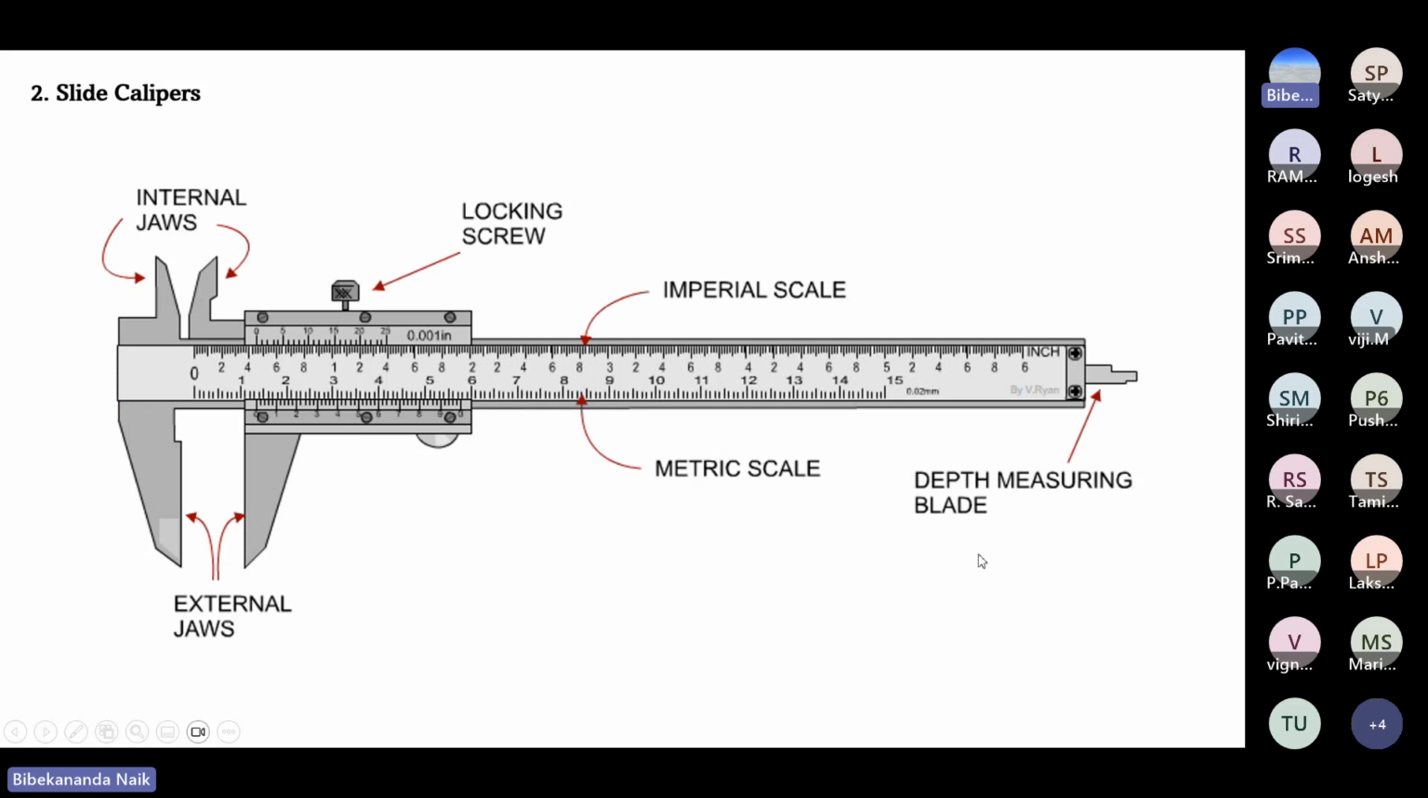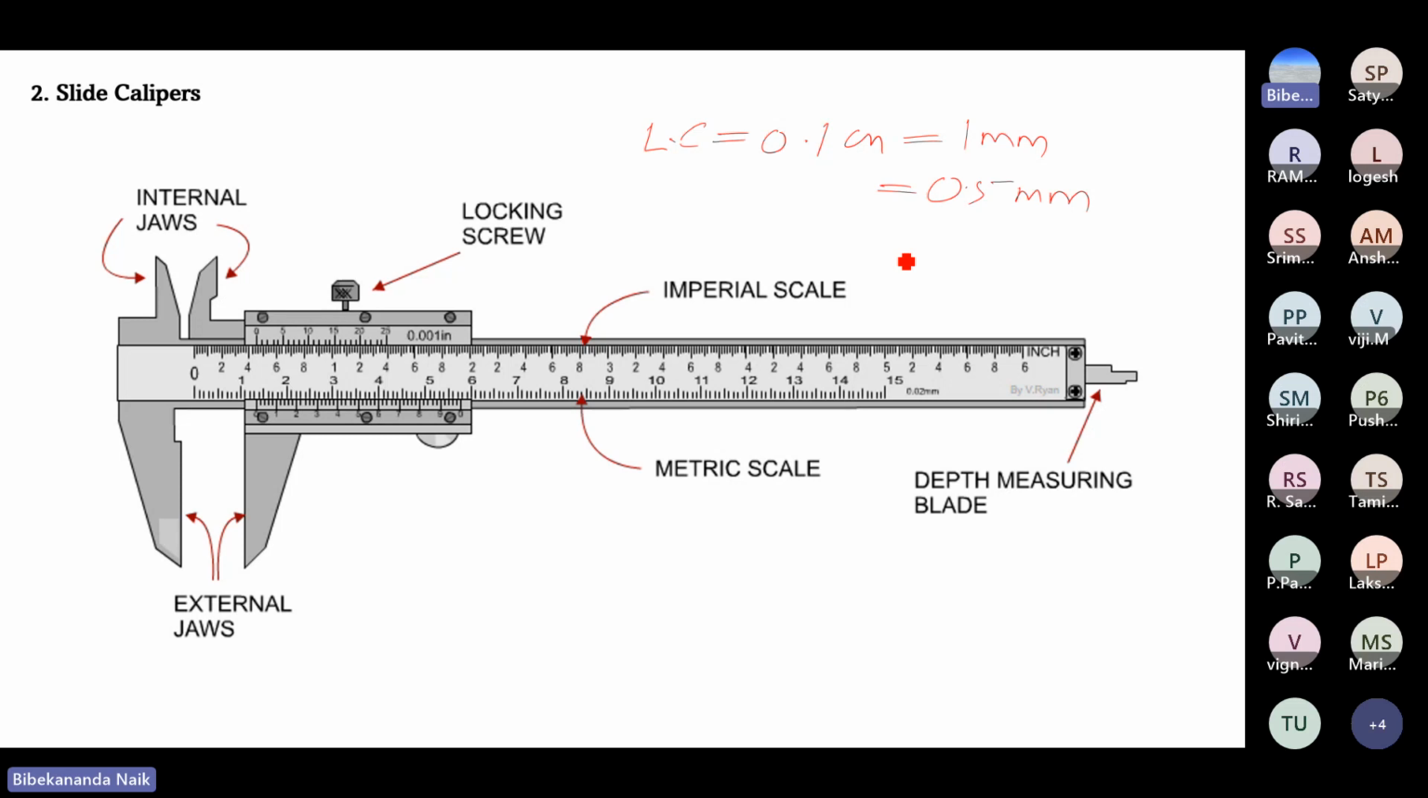So now let's discuss another measuring device, that is slide calipers. As you can see on the screen, this is a figure of a slide caliper that is generally used for more precise measurements than a meter scale, because in a meter scale, as we saw, the least count is 0.1 centimeter, or in some meter scales it is 1 mm, or in some meter scales there is a little bit more precise measurement and it is 0.5 millimeter.